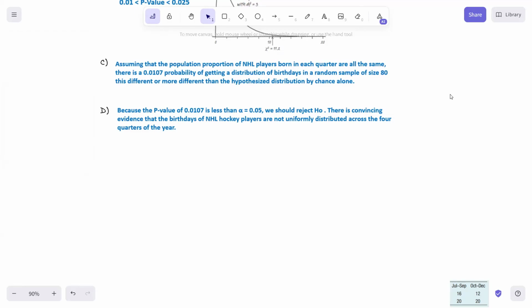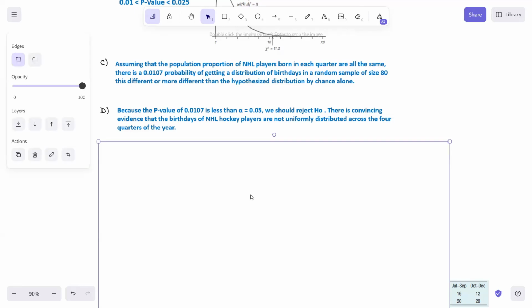Now, notice we're not saying that we've proved it. We're not making a definite statement. We're saying we have convincing evidence. We're also not specifying what the distribution is or that our sample distribution is what the population distribution is. We're just saying that we have convincing evidence that the birthdays are not uniformly distributed across the 4 quarters of the year.